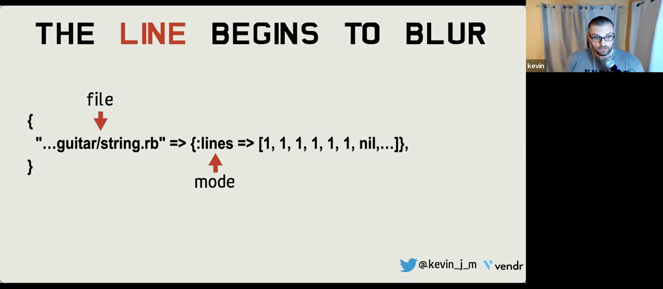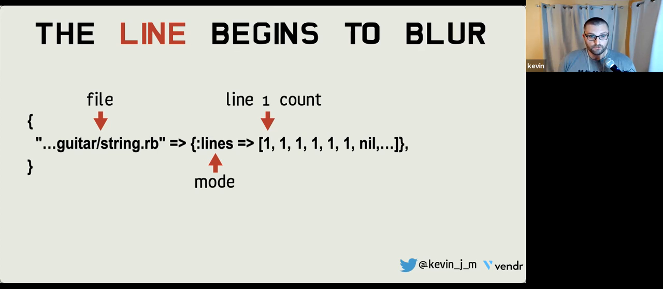We specifically asked coverage to start in lines mode, so thankfully it gave us lines coverage back. And the value of that inner hash is an array of mostly numbers. What these numbers tell us is how many times each line is executed in that file. So order and position in this array matters. This first element tells us how many times line 1 was executed, and in this feedback, lines 1 through 6 were each executed a single time.